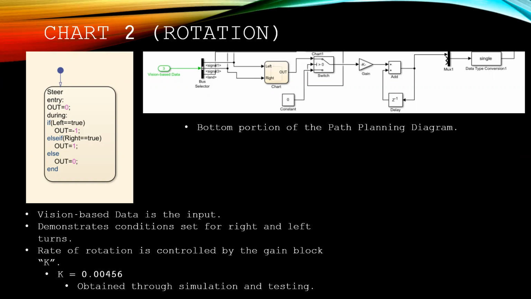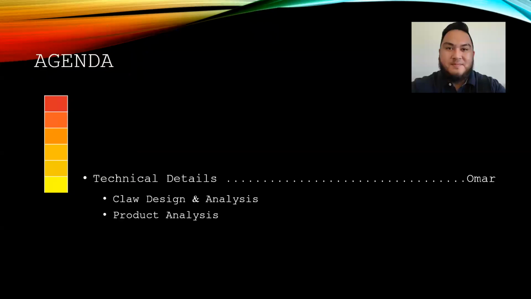This data is then fed into an addition block combined with the delay, which is at a length of 1. This is repeated so that the rate of rotation consistently gets a delay signal. Once this has all been done, the data is finally fed into the bus assignment block and sent to the updated reference command port. This concludes the explanation of the path planning diagram, and I will now pass it on to Omar.